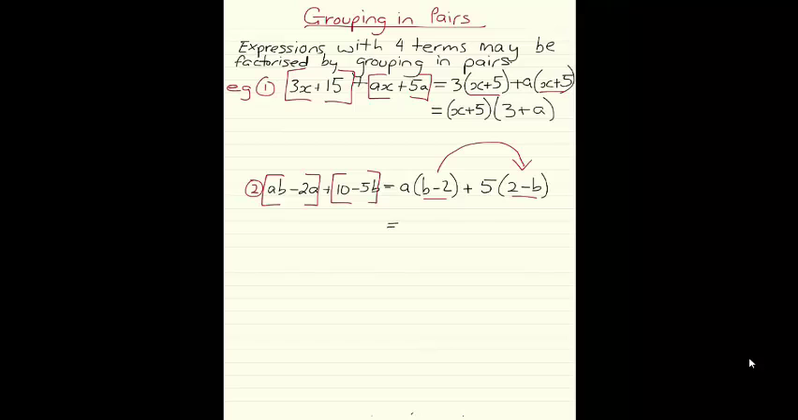So we're going to keep the first term, a outside of b minus 2, exactly as it is. But in this case, what I want is to have the brackets here be b minus 2. How do I do that? I multiply by negative. So I get minus 5 outside of b minus 2. Now I've got my common factor b minus 2. It's a minus 5.